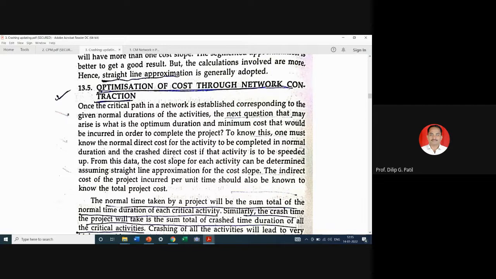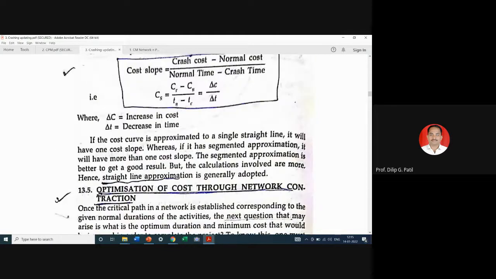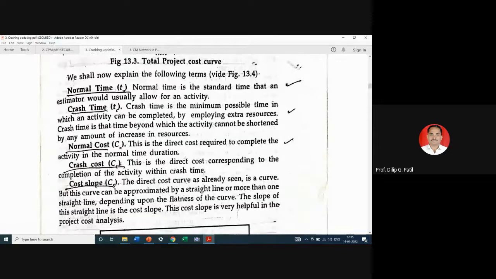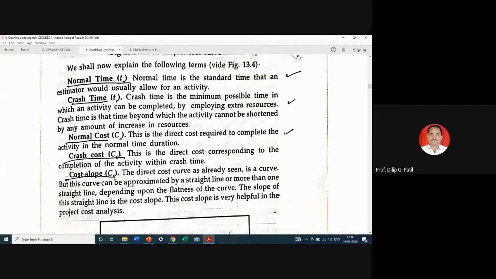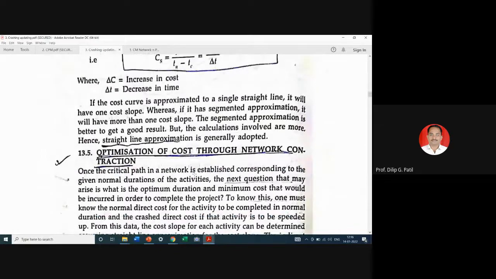So to know this, one must know the normal direct cost for the activity to be completed in normal duration and the crash direct cost if the activity is to be speeded up. That is, we need to know how much time and how much cost it takes to complete the activity normally, and also how much extra cost is required while crashing. Those costs will be given to you. In short, all these four values will be given to you: normal time, crash time, normal cost, crash cost. And from that you have to calculate cost slope because cost slope is considered in the crashing.